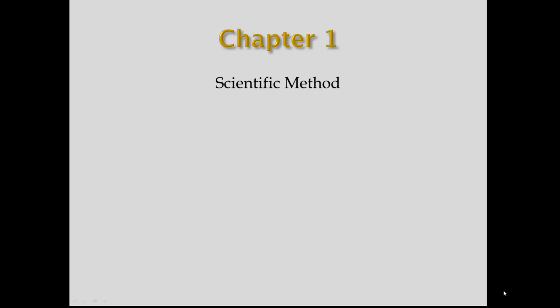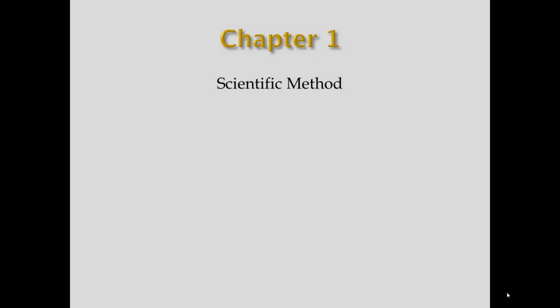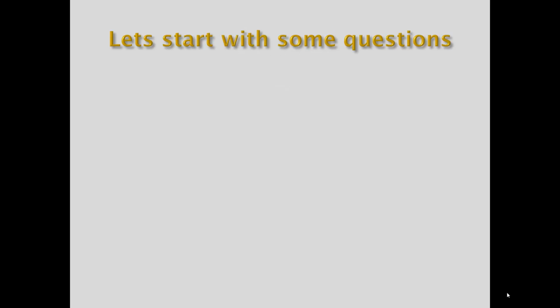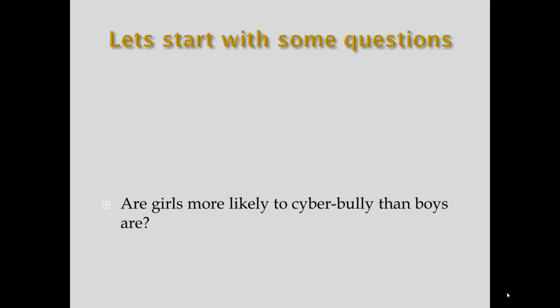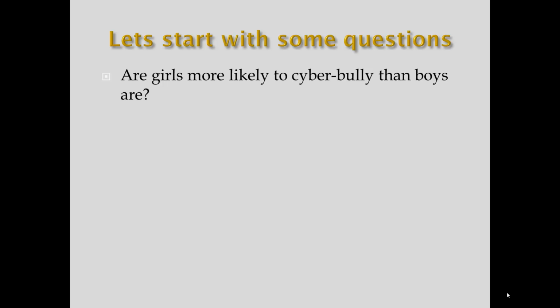Chapter 1, Scientific Method. This chapter is about using scientific method in research. Before I start presenting the chapter, I'm going to ask you some questions and also ask you to pause the slideshow after each question, try to answer the question, and then after we finish all three questions, you can proceed with this slideshow. The first question is, are girls more likely to cyberbully than boys are?